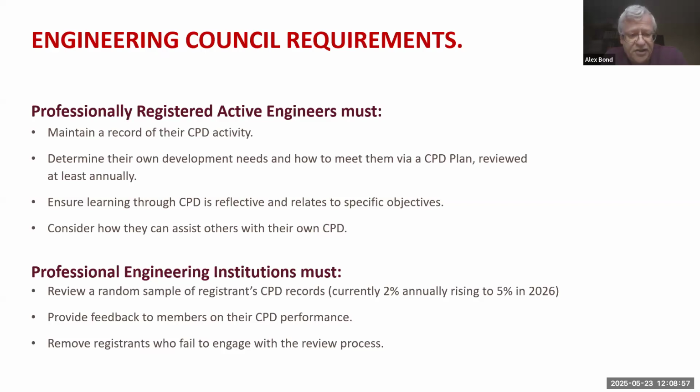As a professional engineering institution, as I said, we have to maintain our ability to register people, and we have to carry out a random sample of registrant CPD records. As I say, currently 2%, but it will be rising to 5%. And we have to provide feedback to the members on their CPD performance. As I said earlier, we do now have to remove registrants who fail to engage with the review process.